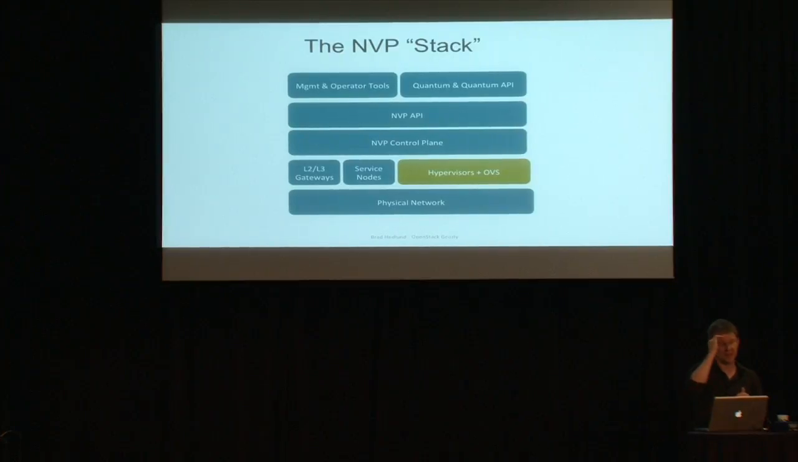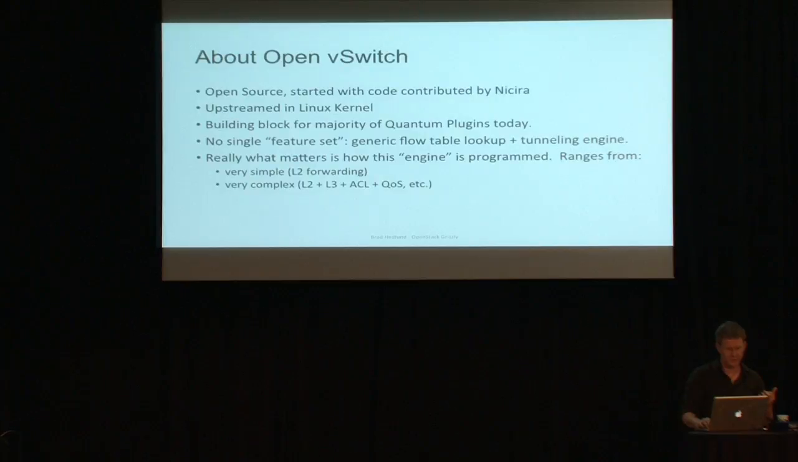Okay, so moving up a stack, we'll start to dive into what the hypervisor layer, in particular Open vSwitch, looks like. Most of you are probably familiar with Open vSwitch at this point. It's an open source virtual switch. It was started with a code contribution from Nicira back when we were building the first OpenFlow implementation. It's been upstreamed into the Linux kernel, and it's a major building block for actually a majority of the Quantum plugins today.